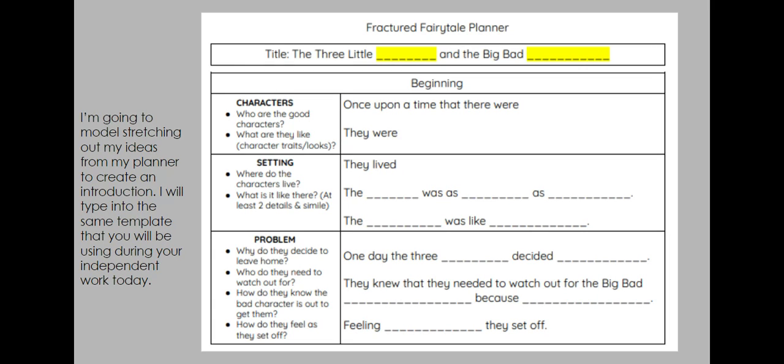The blank was as blank as blank. So this is where I could use a simile. So I'm going to write the iceberg itself. I'm just going back and fixing typos as I'm writing. The iceberg itself was as frigidly cold as, I need to think of something cold, as a popsicle. And they wouldn't have it any other way.